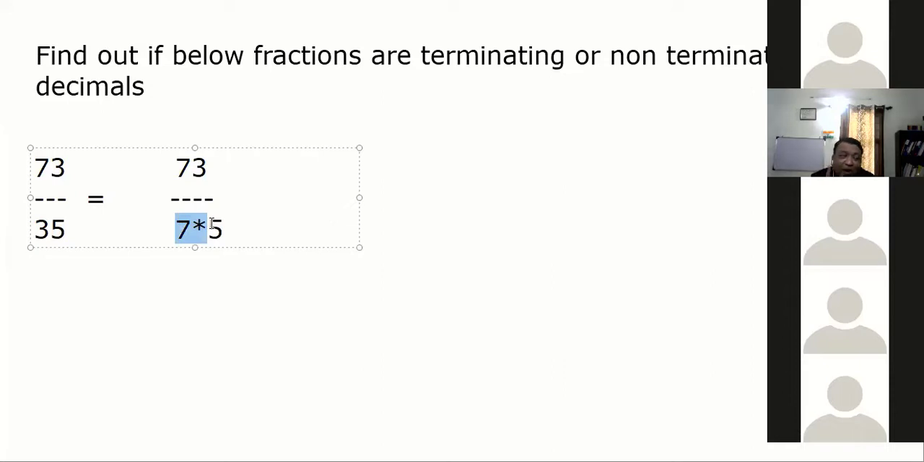अगर वो फॉर्म 2 and 5 के उसमें होता तो it'd be terminating, but यहाँ पे 7 आ रहा है, extra, non-terminating. Correct? Right, Asta? Yes, sir. Understood, guys? If the denominator is a form of 2 to the power m and 5, मतलब 2 and 5 ही आना चाहिए, उसके अलावा कुछ नहीं आना चाहिए. If you're getting something extra, obviously, it is non-terminating.